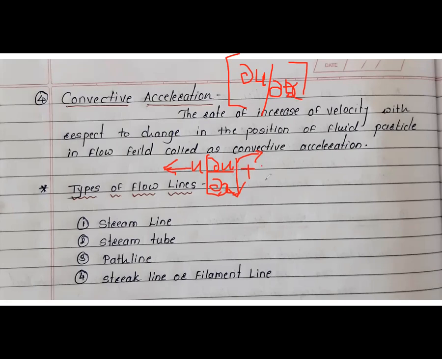Then v, that is, v delta v by delta y plus w delta w by delta z. So this is the total term which explains this definition. Okay, so x, y, z are the directions of a particular point, or the position of change.